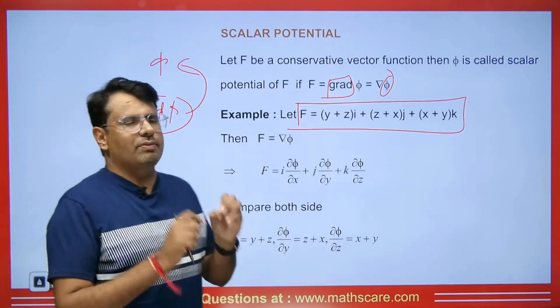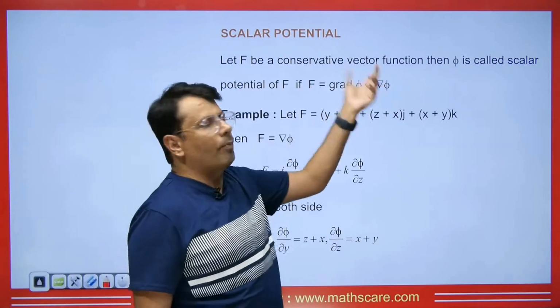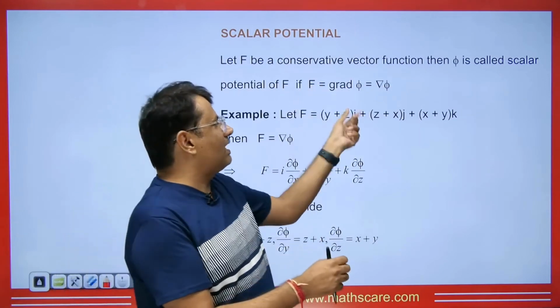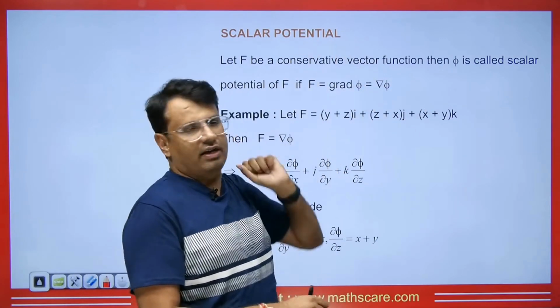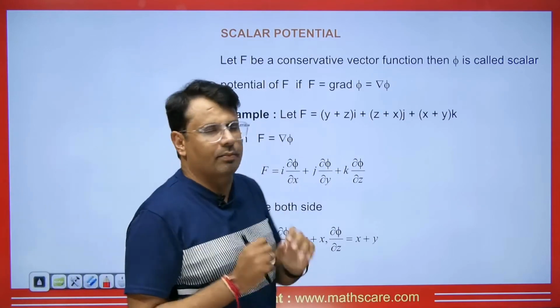Whenever such a question is given, we apply the del operator here, and we need to remove this del operator, meaning we need to do the integration. We did the differentiation and got this. Now we will do integration, so this del will be removed. This means we will get the scalar potential.